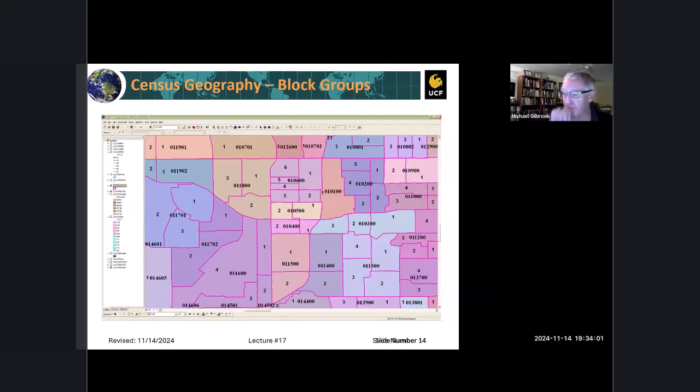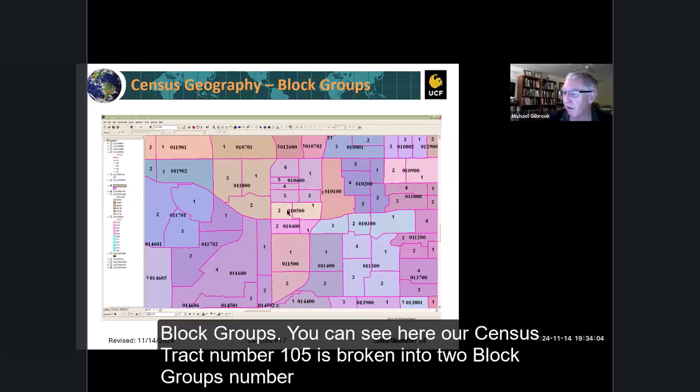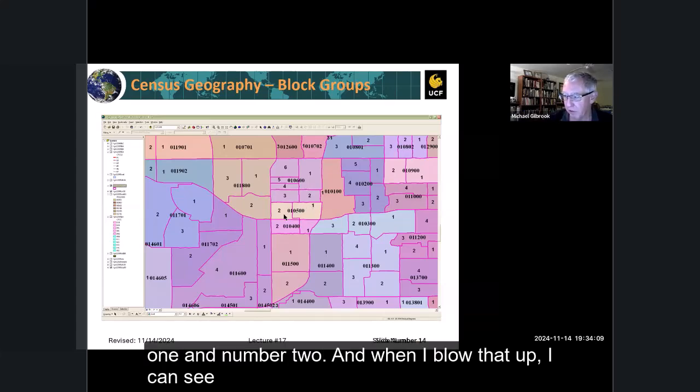All right, so here are block groups. You can see here our census tract number 105 is broken into two block groups, number 1 and number 2.